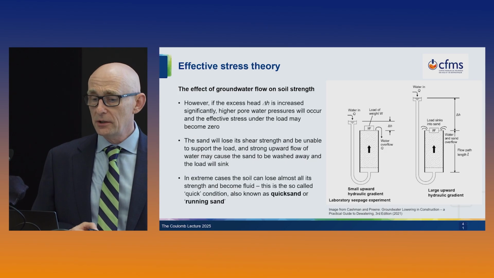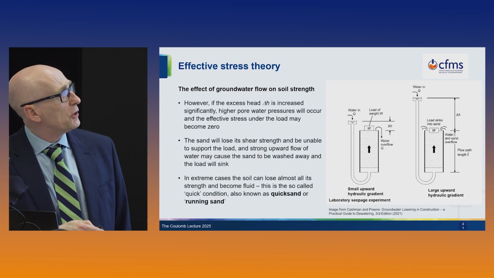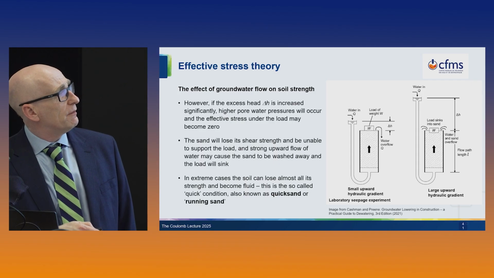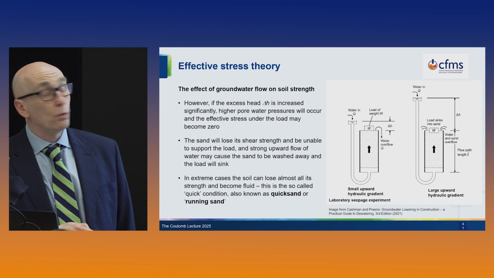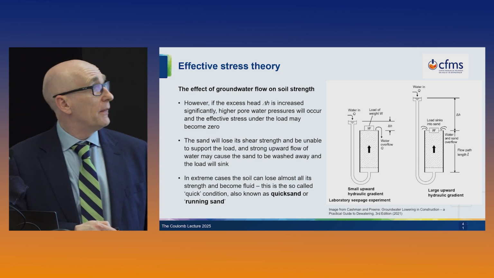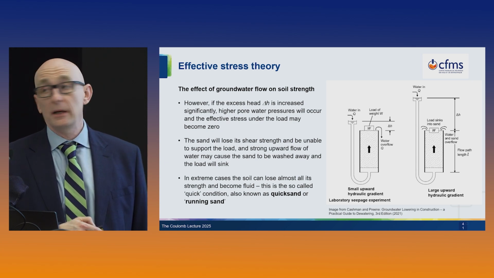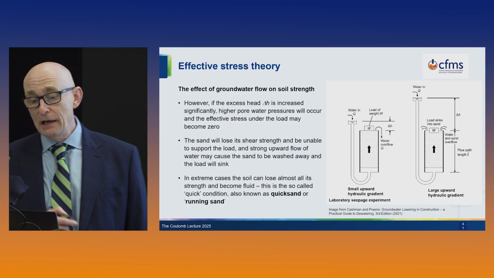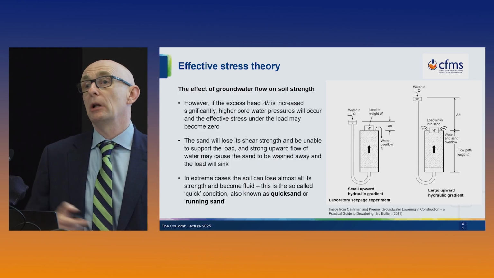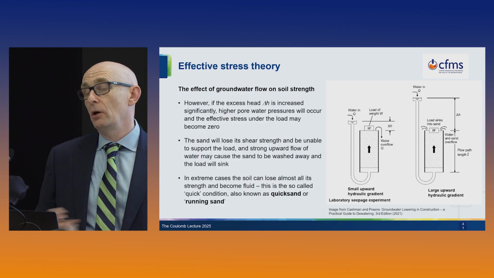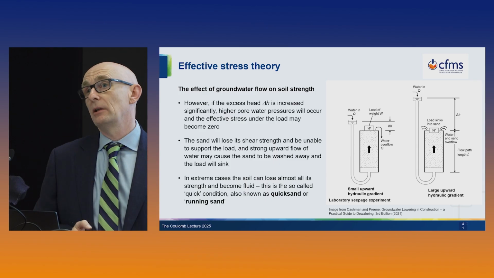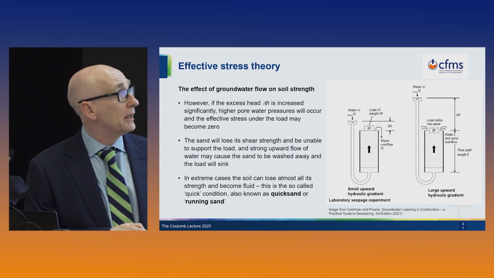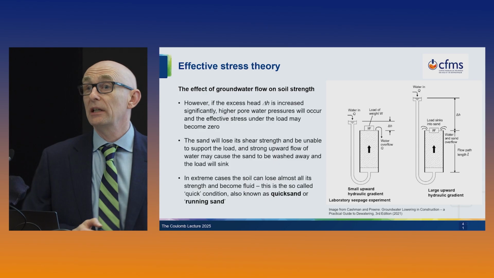But if we change it and we make a much bigger excess head, we can visualize here that the hydraulic gradient in this zone will be much higher than it was previously. That therefore means that the pore water pressures here will be higher, but the total stress hasn't really changed, so the effective stress here is going to become low. And if the effective stresses become close to zero, the Mohr-Coulomb failure criterion tells us that the soil will have very little strength and will become very weak. And in theory, this weight will sink into the ground.